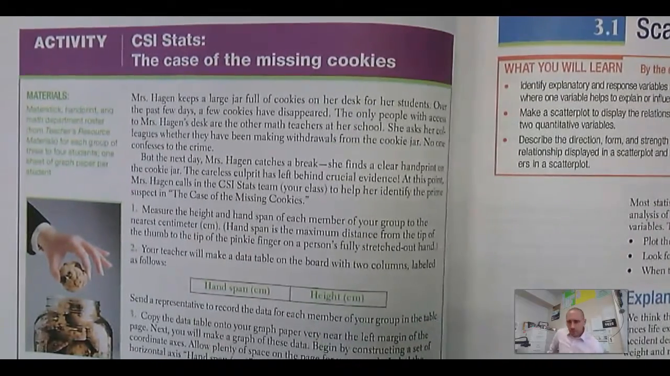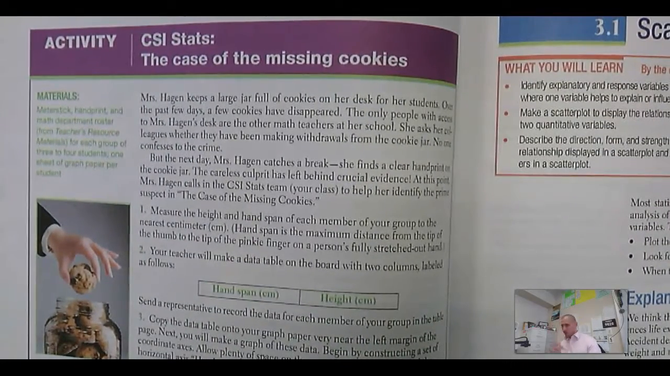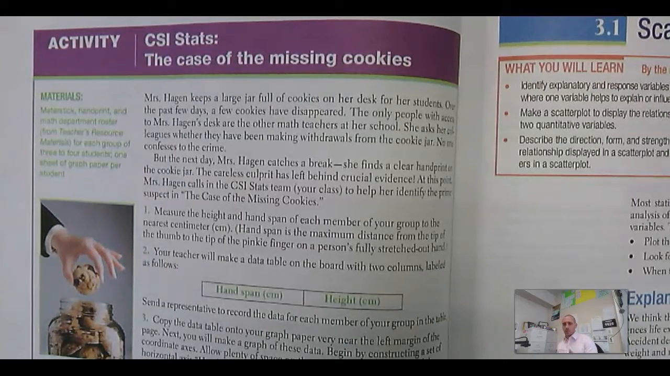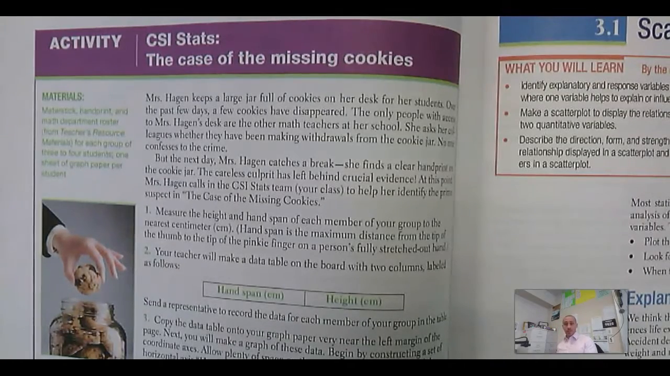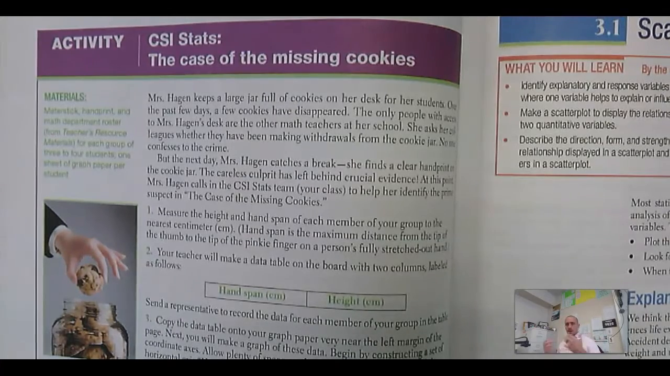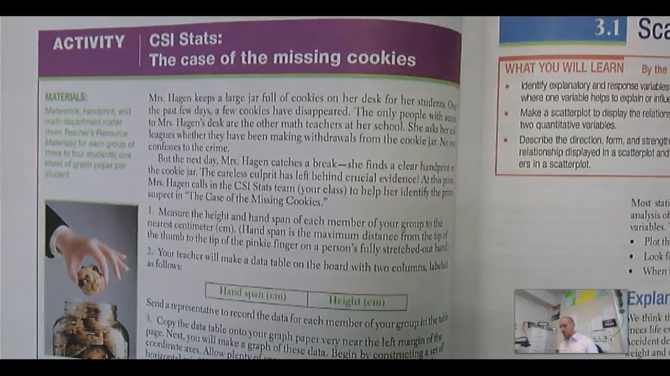Hey, welcome to chapter 3. In chapter 3, this is where we describe the relationship. So we went from having one quantitative variable to two quantitative variables. And this is where we looked at scatter plots, least squares regression lines, all of that stuff.